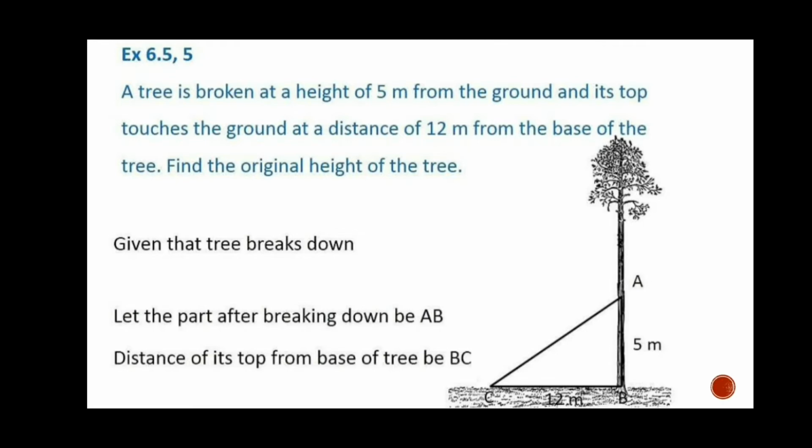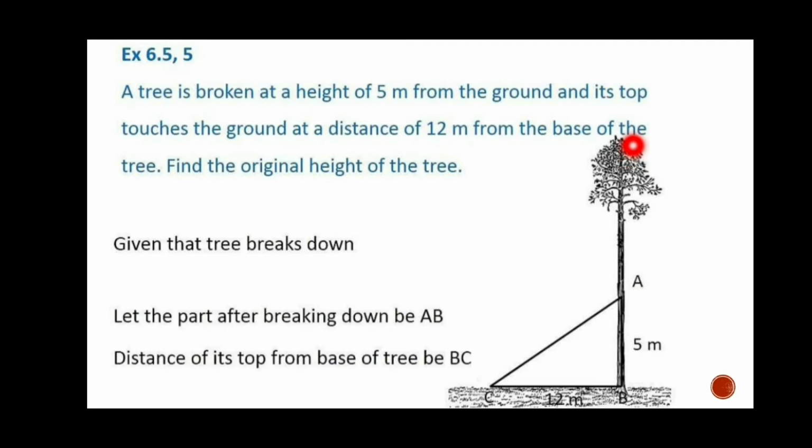Now you can see in the picture that a tree is broken at a height of 5 meter. From here till here it is 5 meter, and from here the tree has been broken. Its top touches the ground. Now what is the top? This is the top of the tree. When it has broken, the top touches the ground, it falls this way and touches the ground here at point C at a distance of 12 meter from the base of the tree.